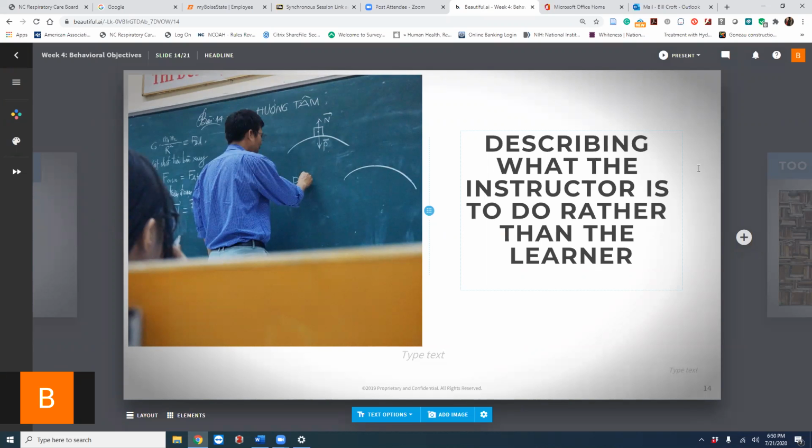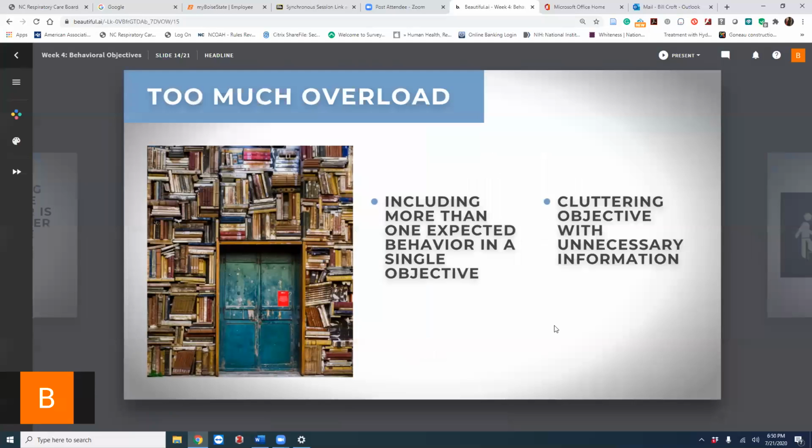And you're right. What they did was describe what the instructor was going to do rather than the learner. Another issue was including more than one expected behavior in a single objective. I think we saw that in a couple of those, correct? You want to keep it simple, because if you don't, it'll get confusing, and then you're cluttering it with unnecessary information. I think we also looked at one or two examples where they had too much in one objective and the objective really didn't accomplish what they wanted it to.